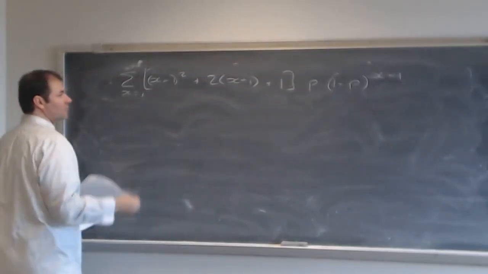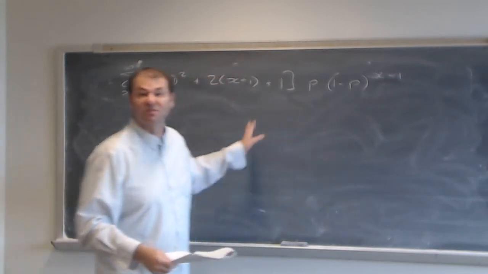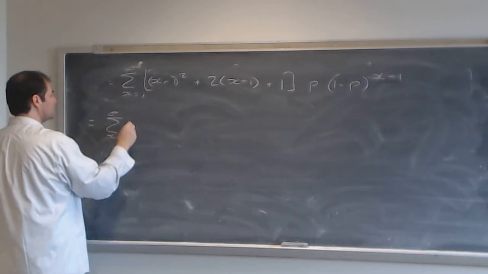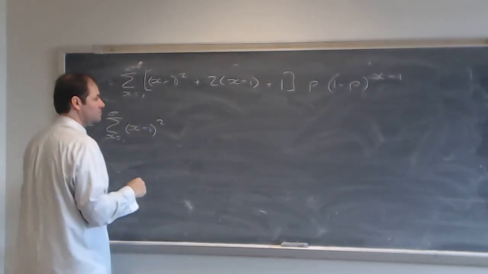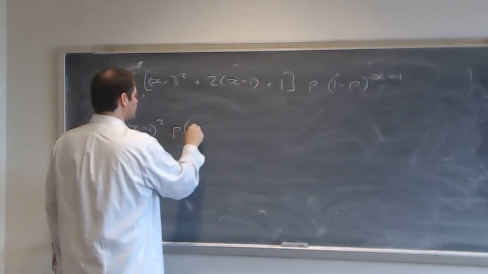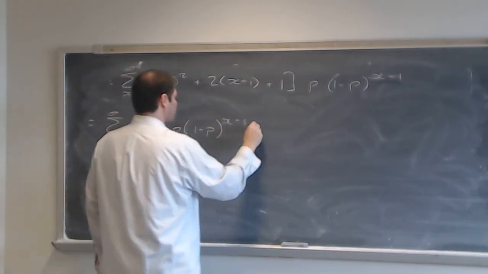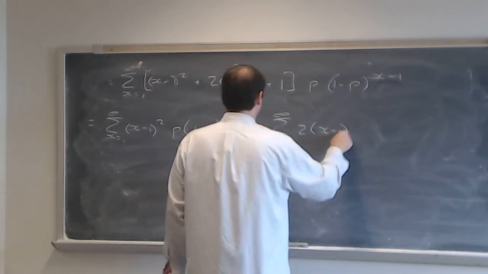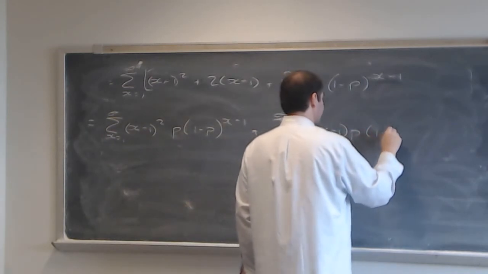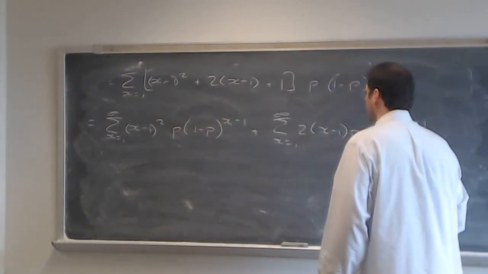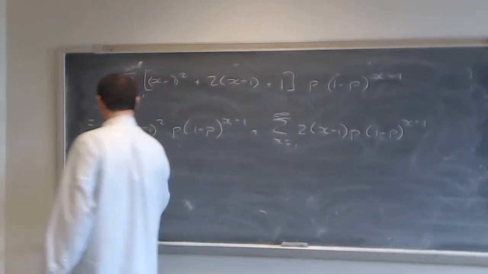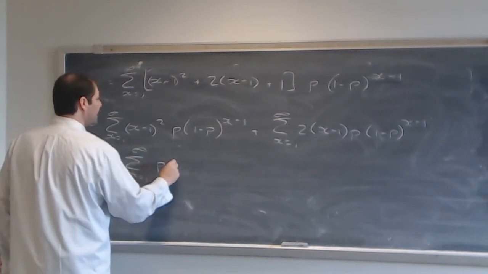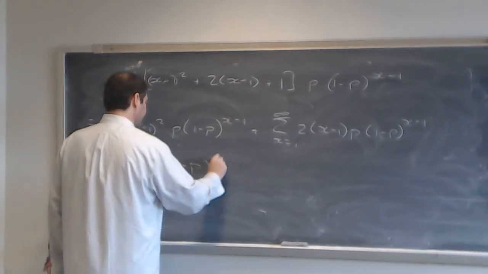All right, we can distribute this p times (1 minus p) to the x minus 1 and split it up into 3 sums, and that's what we'll do all at one time. This is the sum as x runs from 1 to infinity of (x minus 1) squared times p times (1 minus p) raised to x minus 1, plus the sum as x runs from 1 to infinity of 2 times (x minus 1) times p times (1 minus p) raised to x minus 1, and then plus the sum as x runs from 1 to infinity of p times (1 minus p) to the x minus 1.